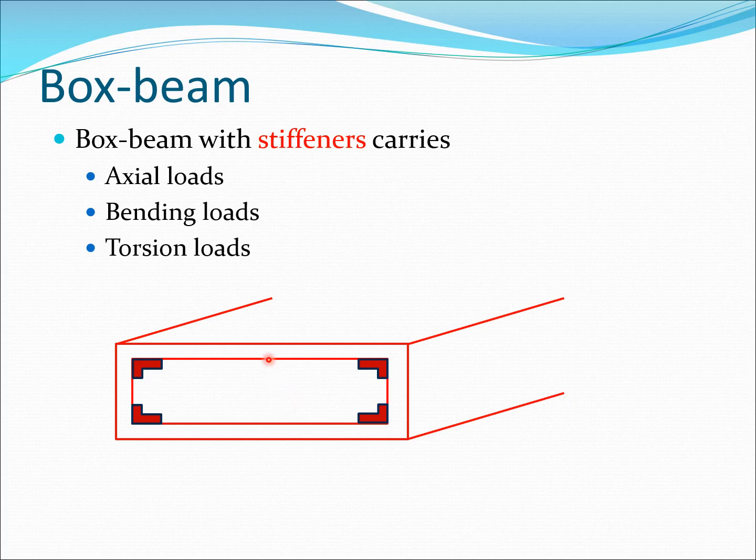It can take the bending loads because you have more of the material in the further region from the neutral axis, so the I value will be relatively more, and it can also take the axial load, and you may need to put some stiffeners here to take the axial load in a better manner.